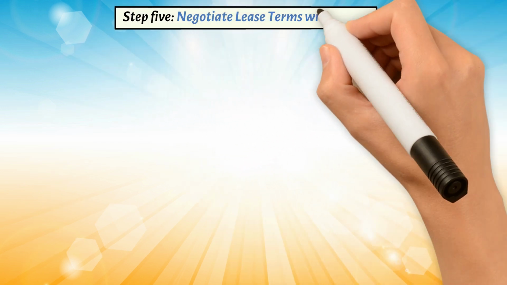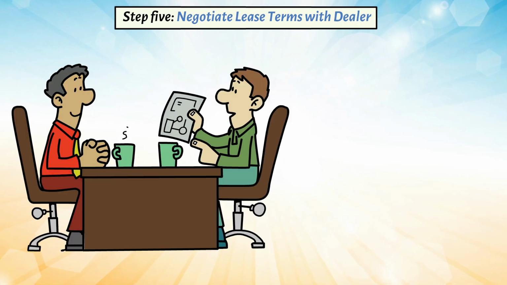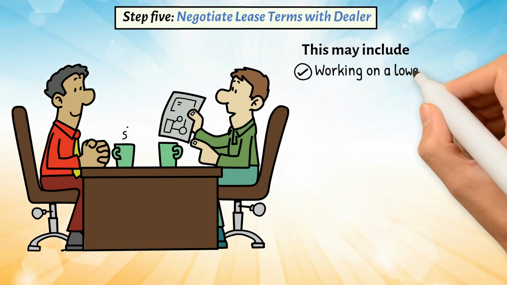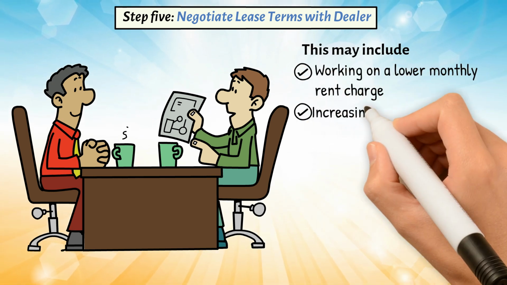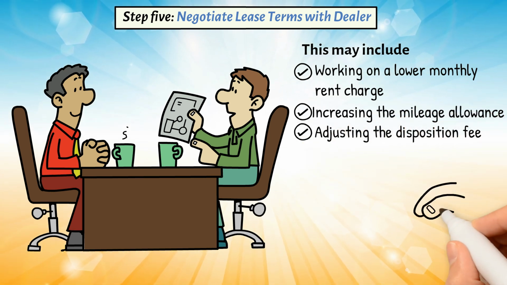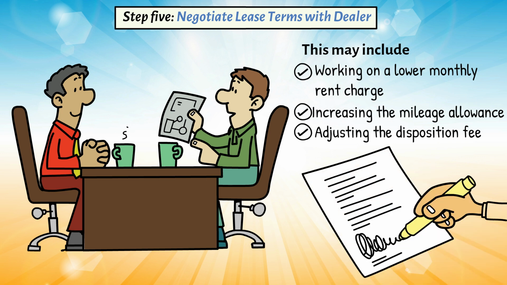Step 5. Negotiate lease terms with dealer. If you're not happy with any of the terms in the lease agreement, don't be afraid to negotiate with the dealer. This may include working on a lower monthly rent charge, increasing the mileage allowance, or adjusting the disposition fee.